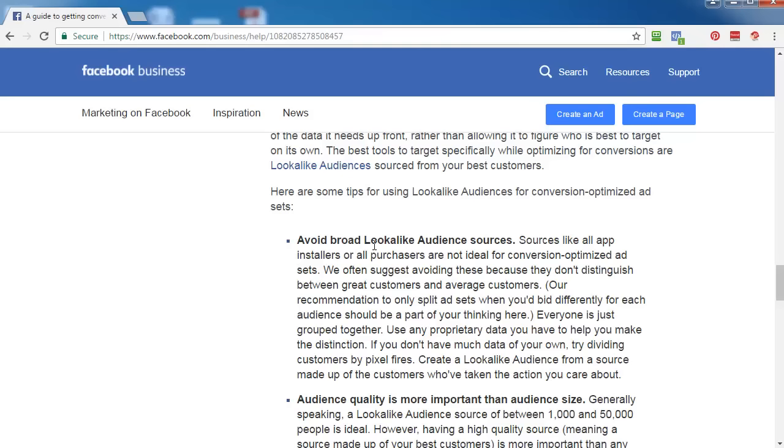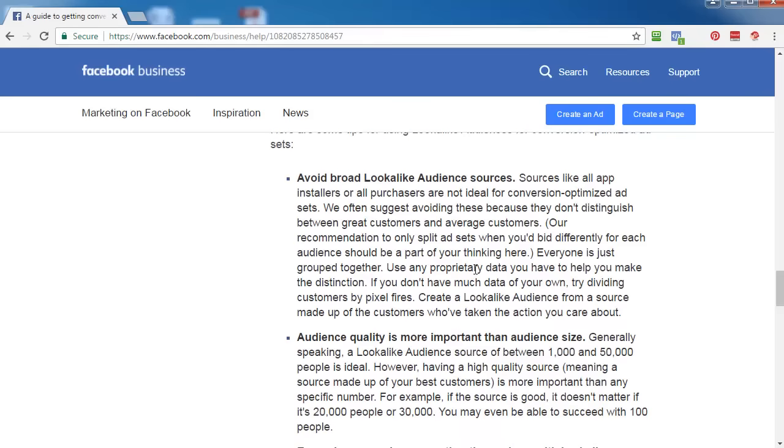Okay. Avoid broad lookalike audiences. So sources like all app installers or all purchasers are not ideal. You avoid those because they can't distinguish between a great customer and average customers. Our recommendation to only split ad sets when you bid differently for each audience should be part of your thinking here. Right? Everyone is grouped together.